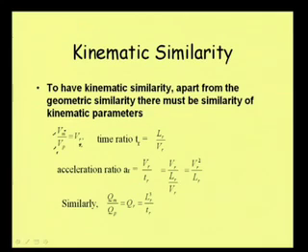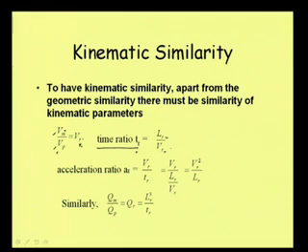Now, once we have the velocity ratio, and we have the length ratio already, we can have the ratio of some other parameter like time ratio. So, we know that time is nothing but length by velocity. So, what will be the time ratio? Time ratio is length ratio by velocity ratio.